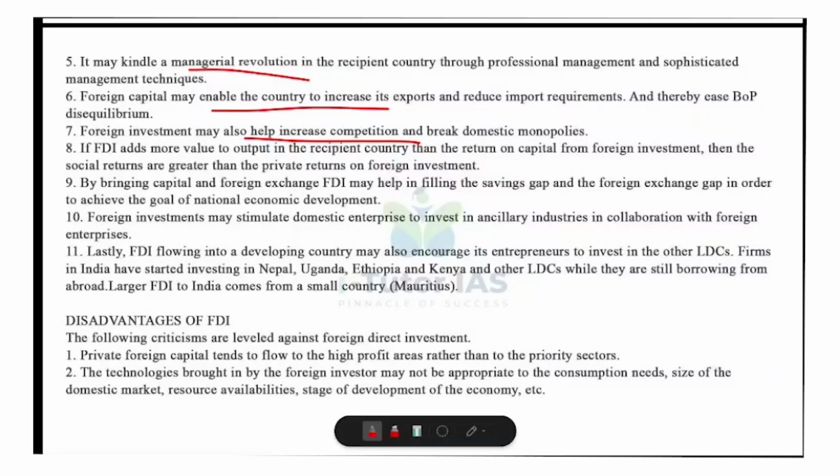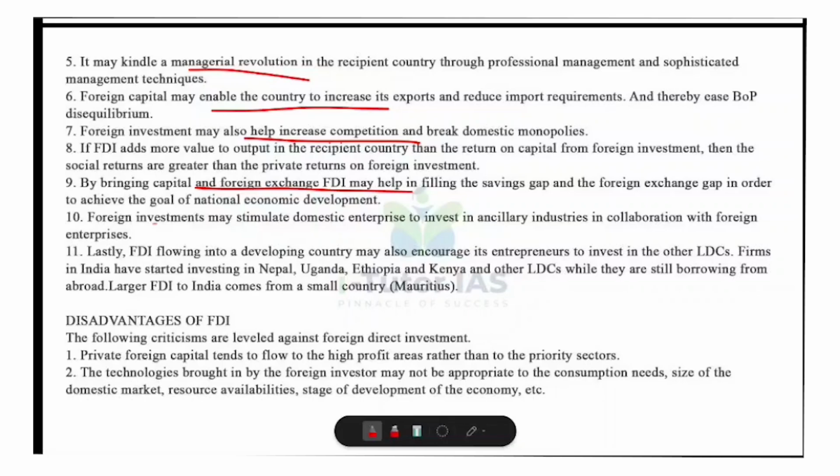Then eighth one, greater social returns. What does this mean? If FDI adds more value to output than the foreign capital invested, the social benefits exceeds private gain and contributing to national development. Ninth one, it fills savings and foreign exchange gaps. FDI provides capital and foreign exchange needed for national economic development.